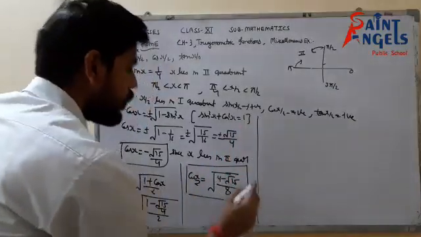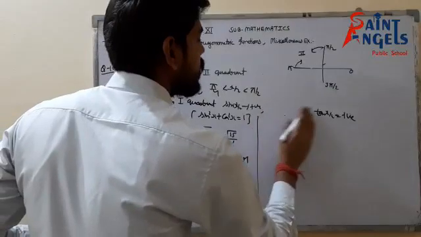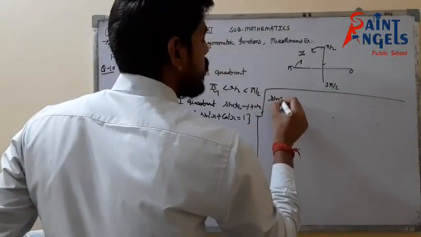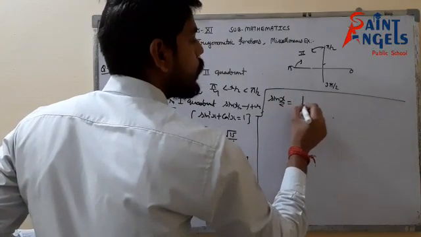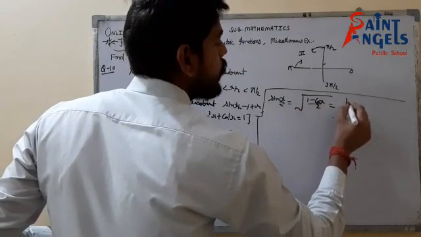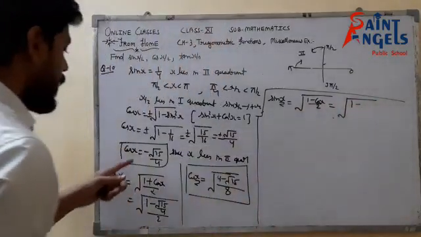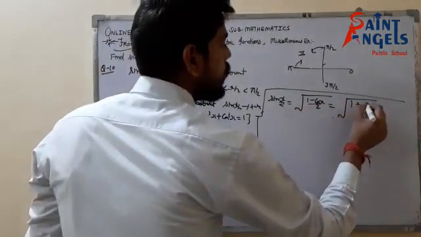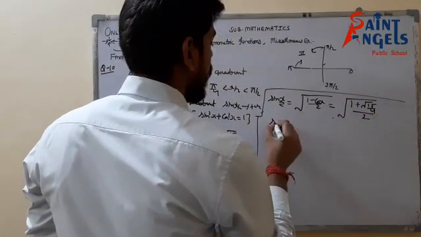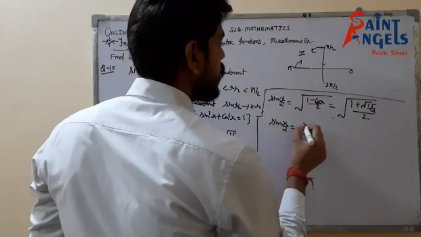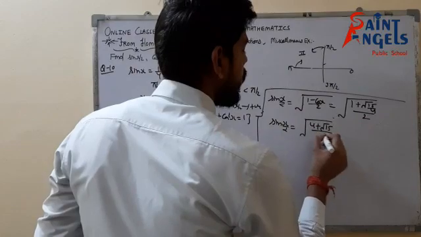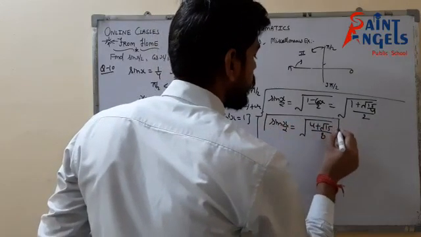Now find the value of sin x by 2. So sin x by 2 would be equal to under root of 1 minus cos x upon 2. So under root of 1 minus cos x, minus minus will be plus, so plus under root 15 by 4 upon 2. So sin x by 2 would be equal to under root of 4 plus under root 15 by 8. This is the value of sin x by 2.